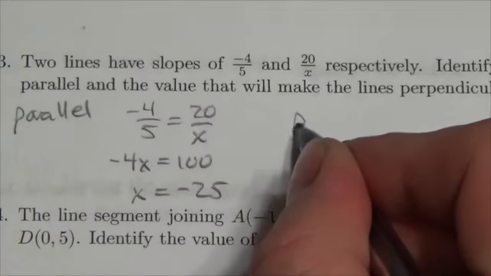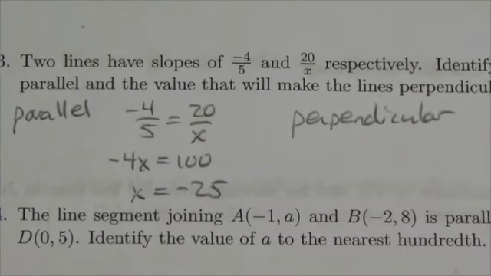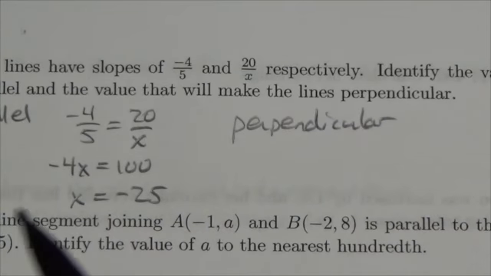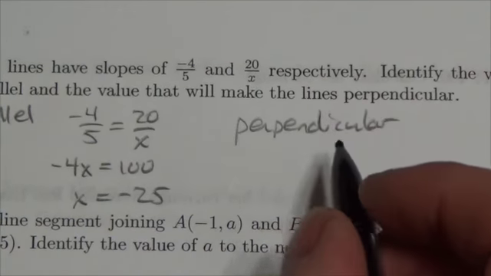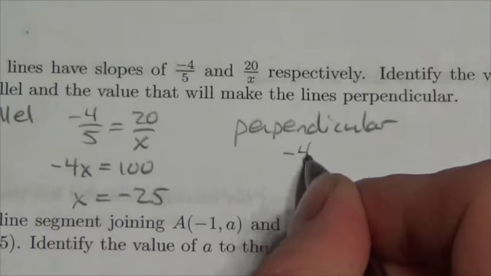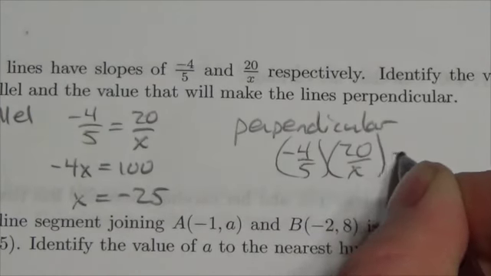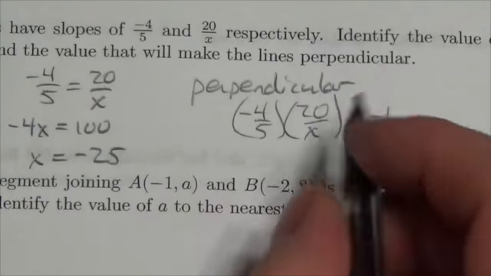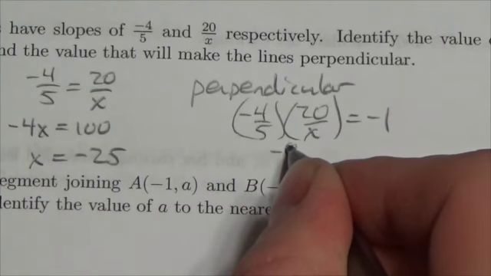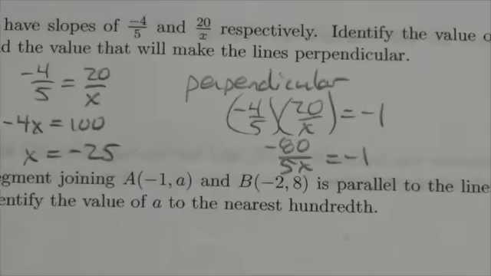Now, for perpendicular, typically we're talking about the negative reciprocal here, okay? But in this case, what might be easier is just to recognize that if they're perpendicular, the product of those two slopes must be -1. Now, when you multiply those together, -80 over 5x is equal to -1.